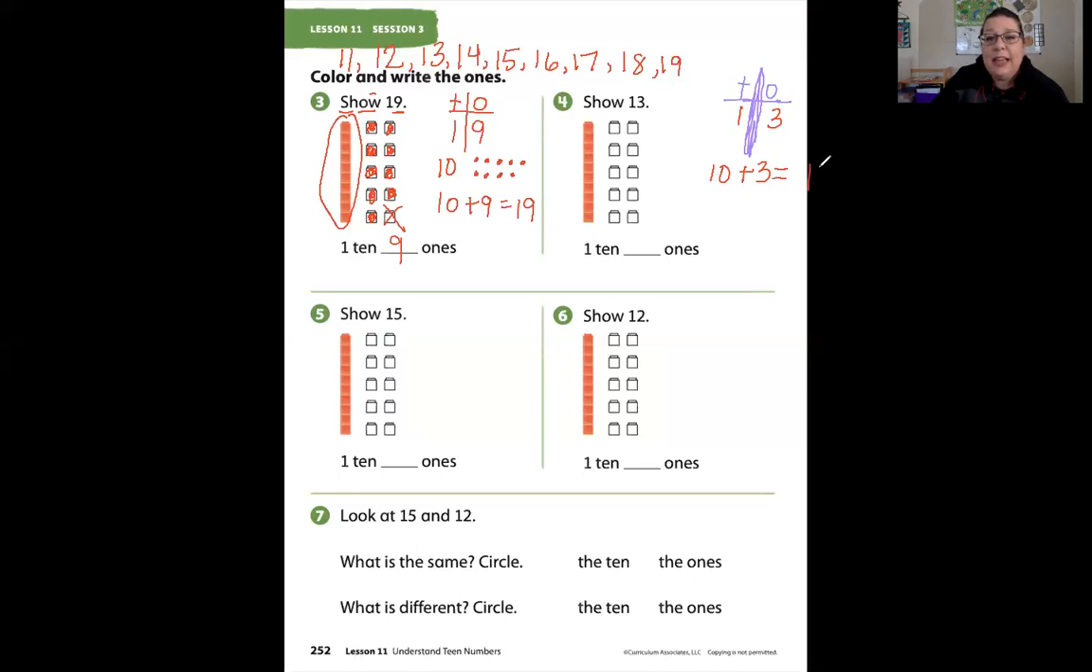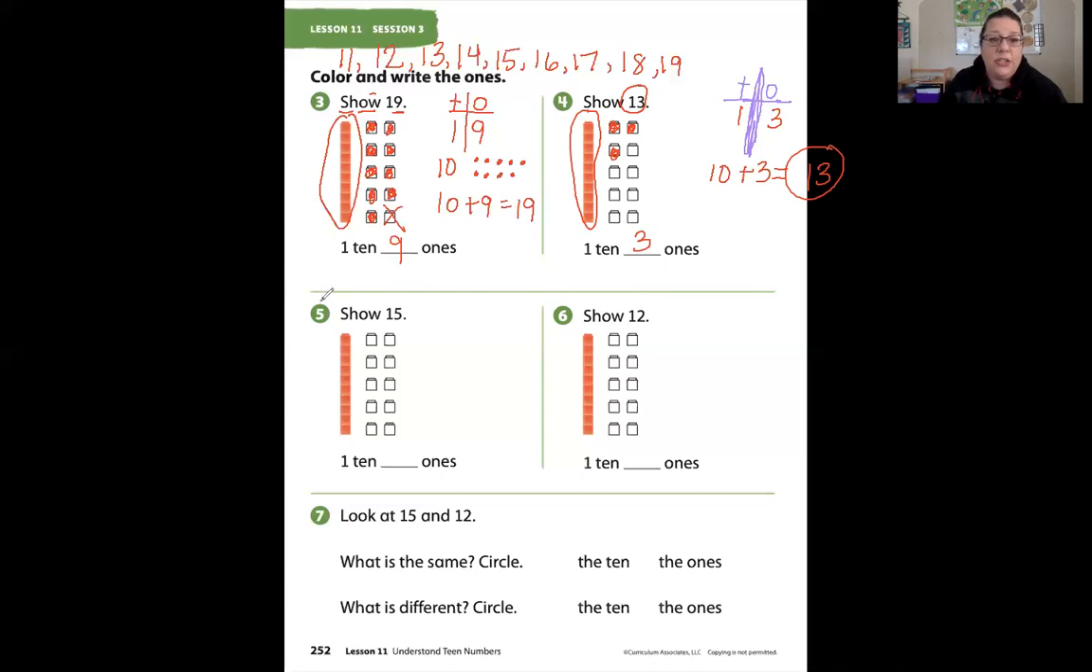1 ten and 3 ones is 13. This is our standard form, the normal way of writing it. Standard form right here, 13. So 1 ten, circle that ten, and 1, 2, 3 ones, right? And we're not coloring in the rest of them. 1 ten and 3 ones is 13.